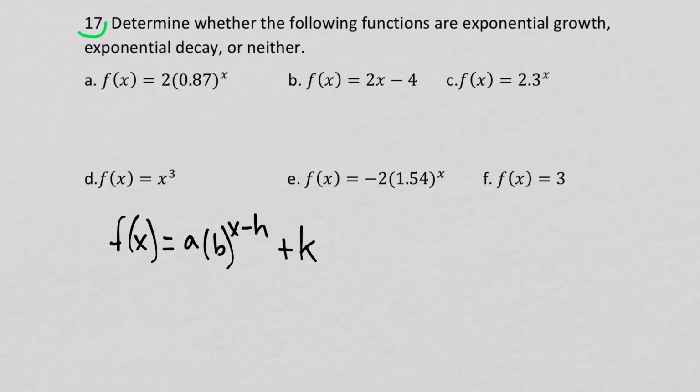Growth means that B here is bigger than 1. Decay means that B is less than 1. And exponential means that the exponent has a variable in it, right? There's an x variable up there on the exponent. That's what makes it exponential. Without it, it's not exponential. So here, the first one, I noticed that here's an exponent, so it is exponential. B is a small number, right? It's less than 1, so that's decay.